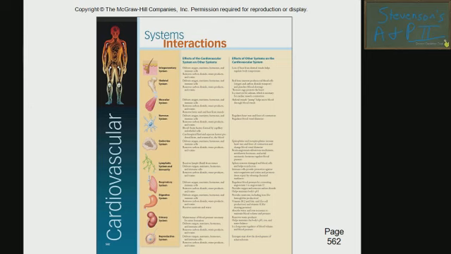Okay, here's a nice review that's found on page 562. Please review and become ready for our exam. I will have that posted online, which opens this Thursday, but you have all the way until the 19th of October, I believe, to complete that.